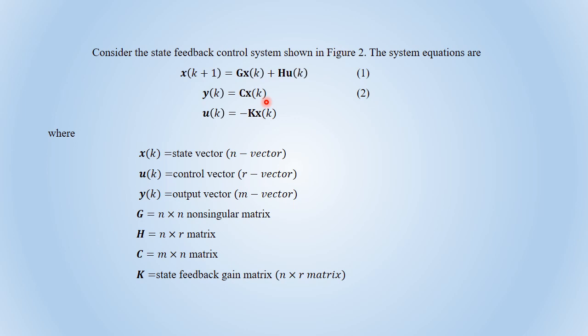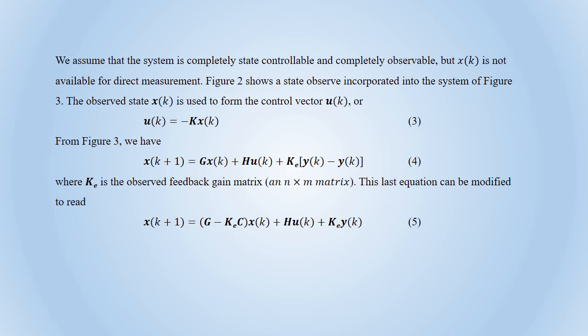Most of the time there is no link between input and output, and the matrix D becomes 0. The state feedback control law, as we have seen earlier, is u is equal to minus K x, where x is the state vector, u is the control vector, y is the output vector, G is the non-singular state matrix, and H, C and K have their usual meanings. Now we assume that the system is completely state controllable and completely observable, but x of k is not available for direct measurement.